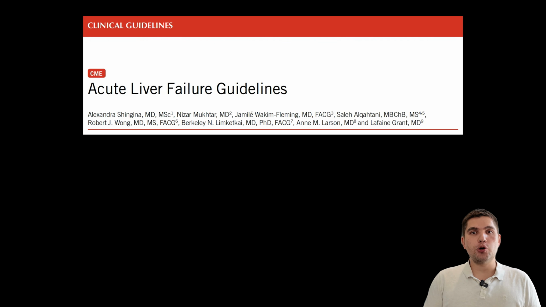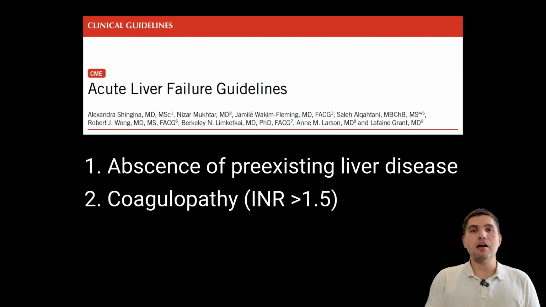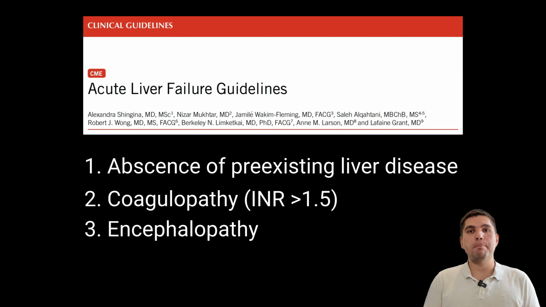Let's dive in. The 2023 American Journal of Gastroenterology Human Clinical Guidelines outline three key criteria for diagnosing acute liver failure, or ALF. Absence of pre-existing liver disease, presence of coagulopathy, typically defined as an INR greater than 1.5, and any degree of hepatic encephalopathy.